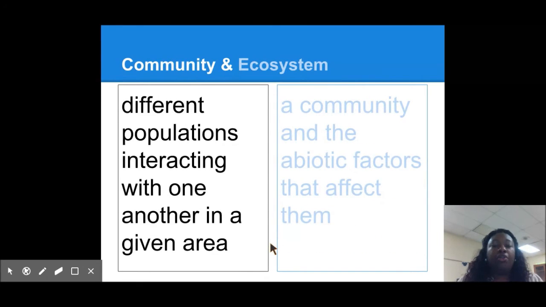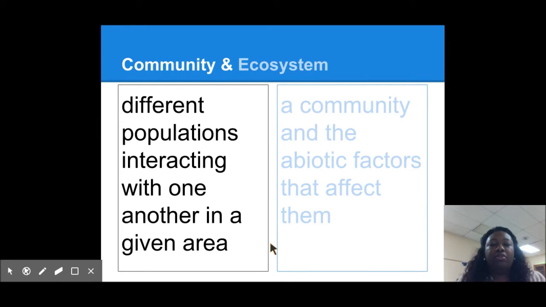Our community is different populations that are interacting with one another in a given area. So community would be like Person County. So you have Roxborough, you have Timberlake, you have, let's see, Allensville. I'm just naming a few. I'm not from here, so I just listed some that came off the top of my head. So that's that community. We make up Person County.